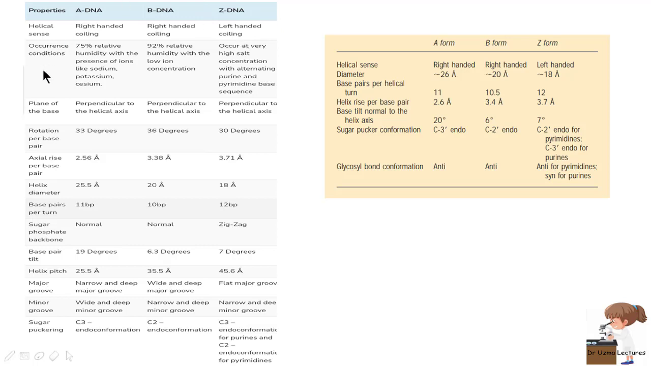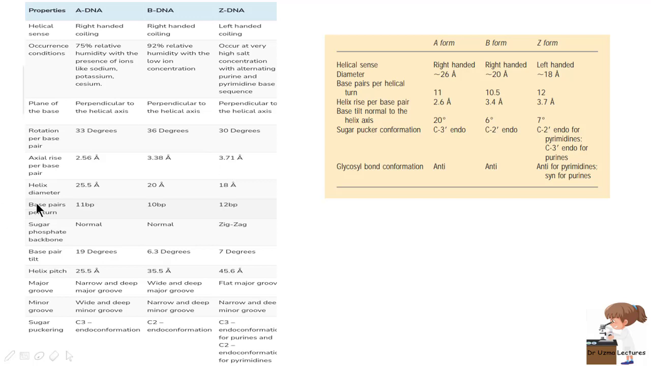What are the occurrence conditions? A-DNA occurs at 75% relative humidity because of the presence of sodium, potassium and cesium. B-DNA occurs at 92% relative humidity, but with a low salt concentration. Z-DNA occurs at a very high salt concentration with alternating purine and pyrimidine sequences. The planes of the bases all are perpendicular to the helical axis. The rotation per base pair is 33, 36 and 30 degrees. The axial rise per base pair is 2.56 angstrom, 3.38 angstrom, 3.71 angstrom.